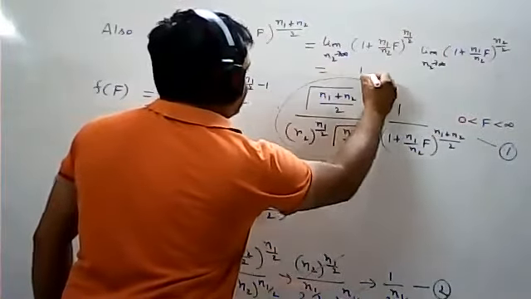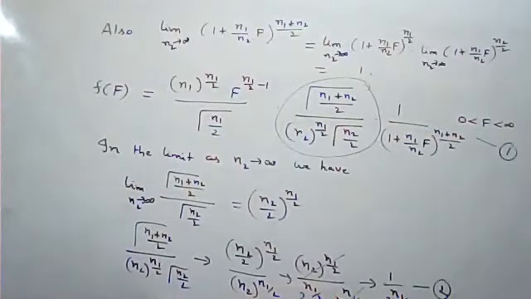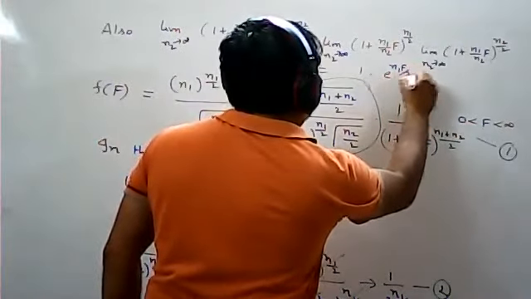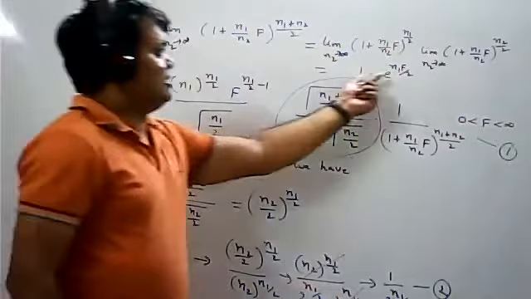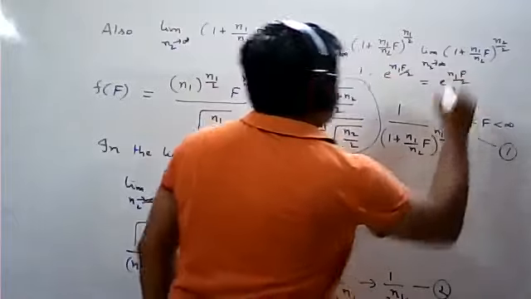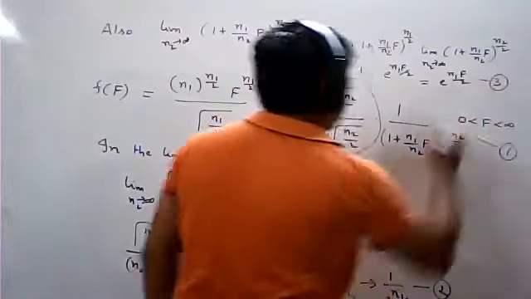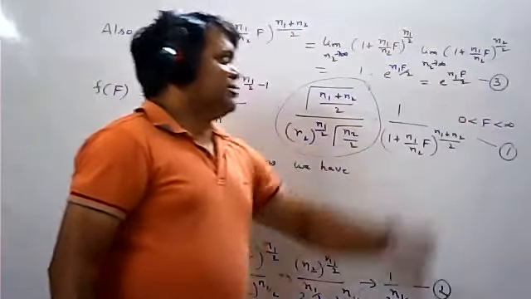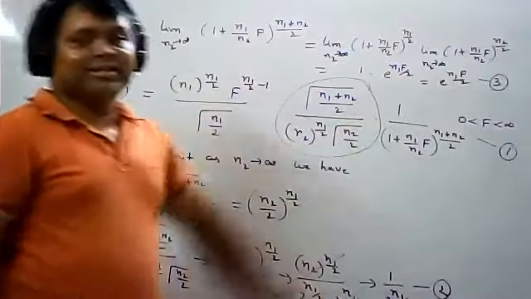The first value you will get is 1, and the remaining value you will get is e power n1 f by 2. The total value is nothing but 1 into this value, that is e power n1 f by 2. This is equation number 3. Now I will substitute equation 2 and equation 3 in equation 1.